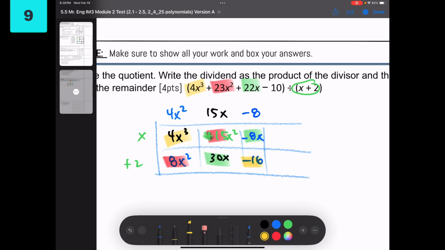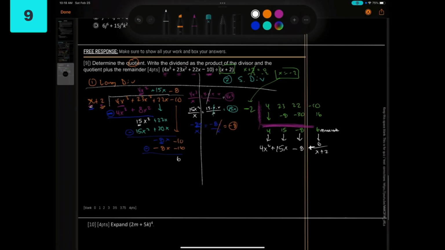Negative 16 plus. So now that I've run out of numbers, the number here on the outside is actually our remainder. So negative 16 plus the number on the outside equals negative 10. So this will be a plus 6. And then you can write your sentence. And you'll notice that my answers, see if I can highlight it, here and here are the same.